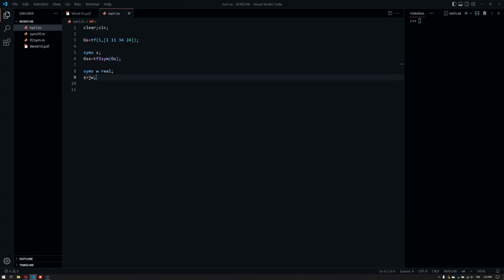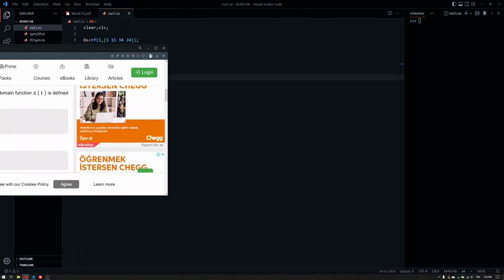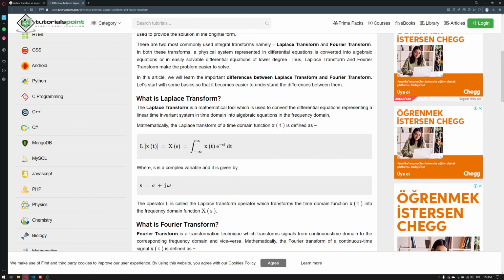Now, before I move on, let me just pop up a window here. Laplace transform versus maybe Fourier, if there's such a thing that we can easily see. Or I'm just going to show them side by side. So is there something here? Well, let's just look at this example. I've just Googled it randomly.